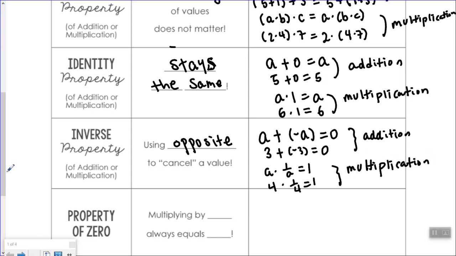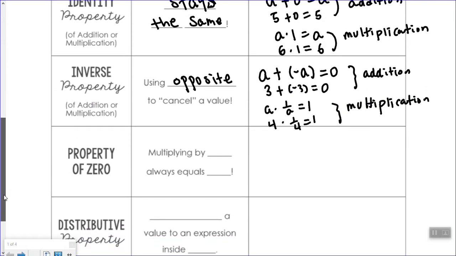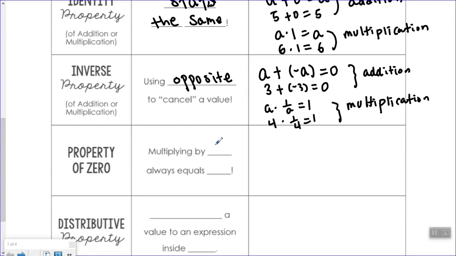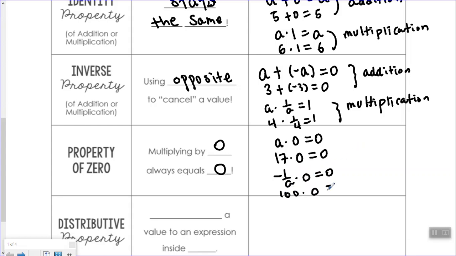And then property of 0 is very simple. It means you multiply by 0, you will always get 0. So any number, 8 times 0 is 0, 17 times 0 is 0, negative 1 times 0 is 0, any number like 100 times 0 is 0. Any number multiplied by 0, you always get 0. And don't get confused with this inverse property or identity property. This is for multiplication.